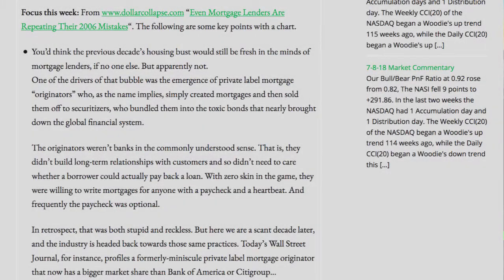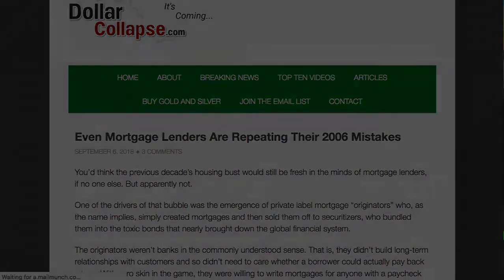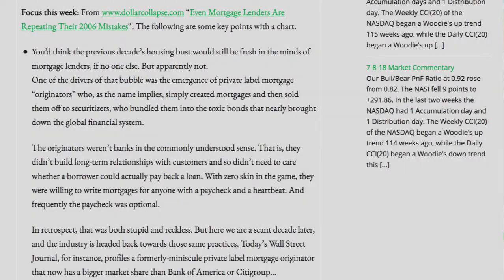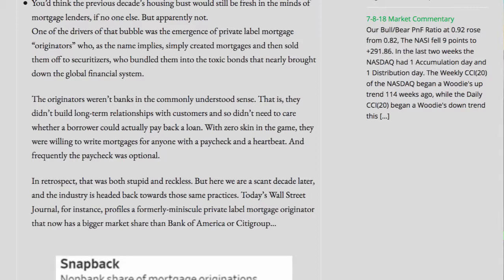Focus this week from www.dollarcollapse.com. Even mortgage lenders are repeating their 2006 mistakes. The following are some key points with a chart. You'd think the previous decade's housing bust would still be fresh in the minds of mortgage lenders if no one else, but apparently not. One of the drivers of that bubble was the emergence of private label mortgage originators who, as the name implies, simply created mortgages and then sold them off to securitizers, who bundled them into the toxic bonds that nearly brought down the global financial system.